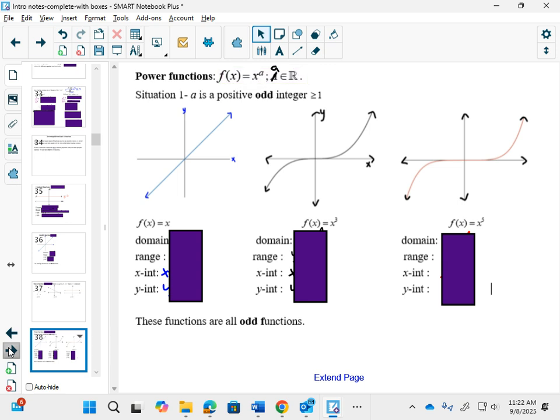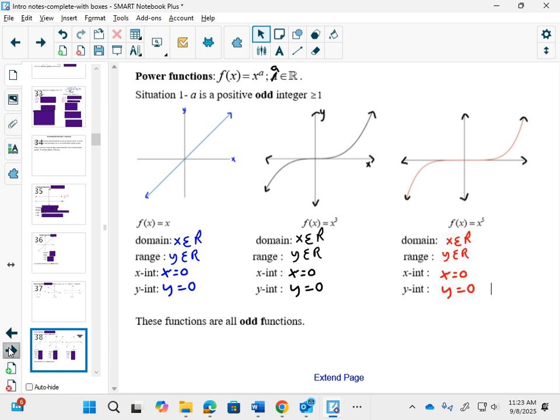Power functions. X squared, x cubed, x to the 4, x to the 5. So we're going to start off with the power functions that are odd. And all the odd power functions are odd functions. Domain and range for all of them are everything for an odd function. X-intercept and y-intercepts are 0 for all the odd functions.